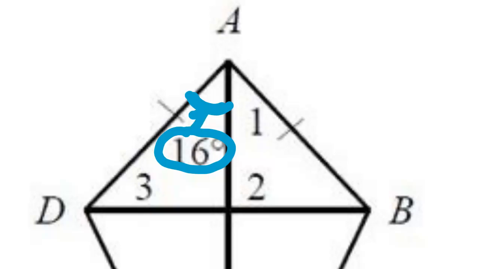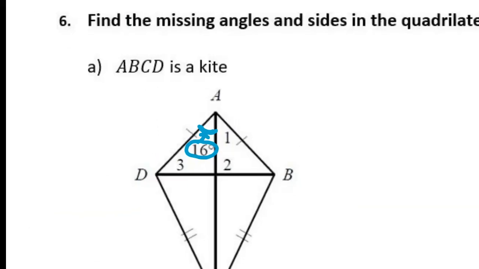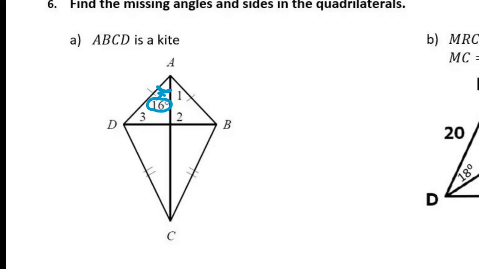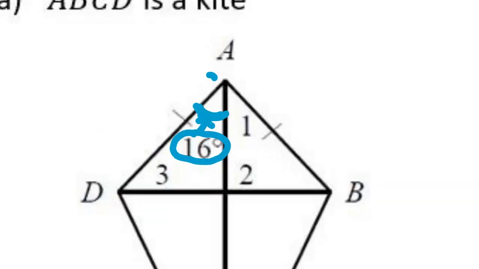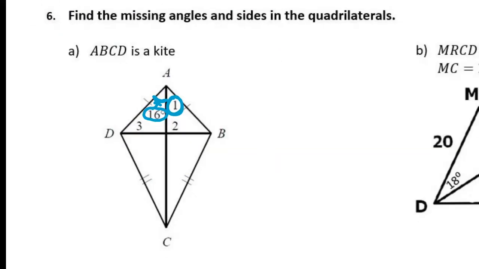What is that long diagonal doing to my opposite angles? What is this long diagonal doing? It's bisecting. It's bisecting angle A and angle C. Now, angle A and angle C aren't congruent to each other. But if this little bit here is 16 degrees, how big is angle 1? 16 degrees.